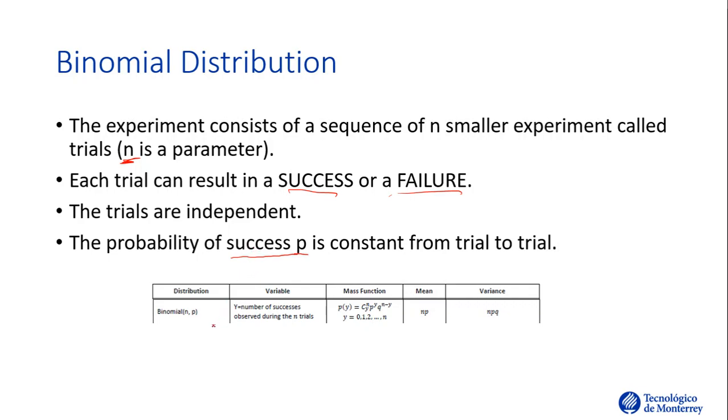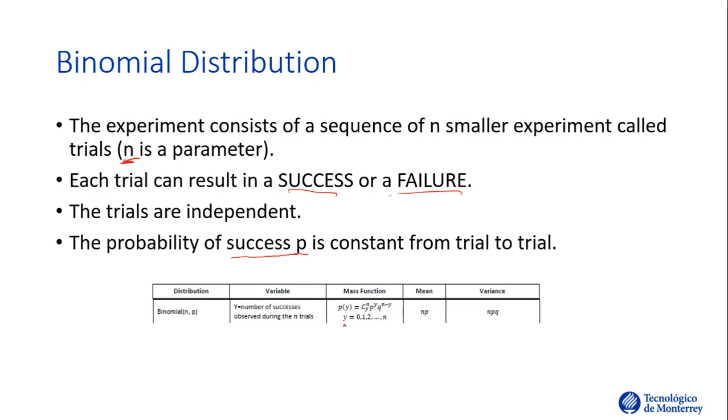The binomial distribution has as the variable of interest the number of successes observed during the n trials. The probability mass function is defined by this function that you can see here. That is the combination of n, the number of trials, choose y, times the probability of success to the y, times the probability of failure to the n minus y. What we are doing here is nothing but following the multiplicative rule. We're just multiplying the probabilities of successes and failures and using a combination as the additive rule.